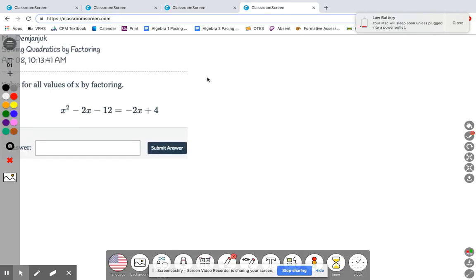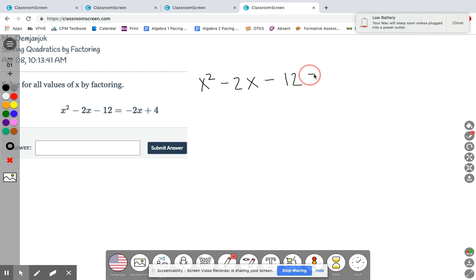And then our last example, the third kind of problem that you can see during this lesson, when you start out with x squared minus 2x minus 12 equals negative 2x plus 4. Again, you want to start by getting it into standard form. So we're going to add 2x to both sides. And we are going to subtract 4 from both sides.